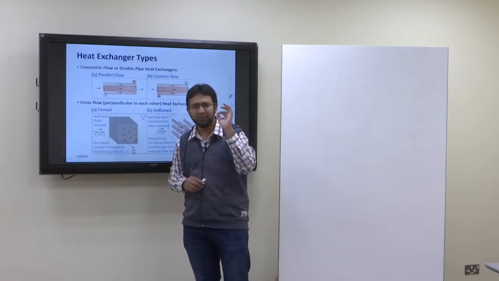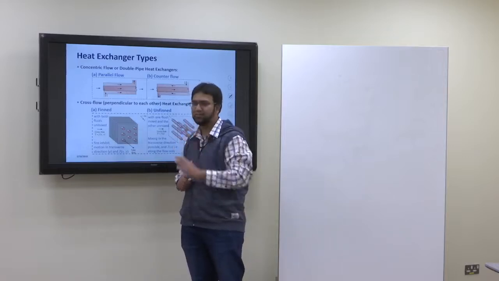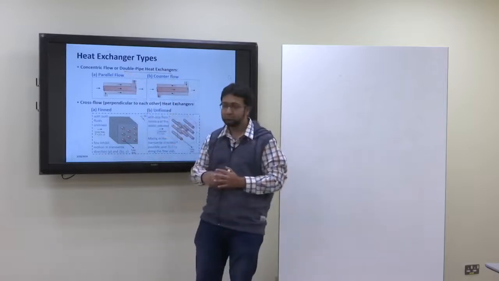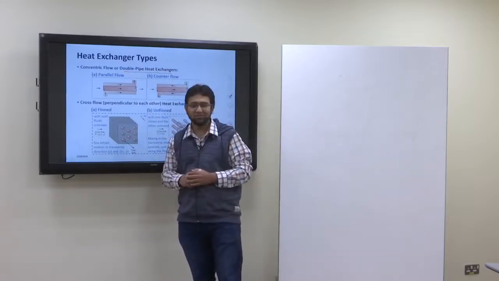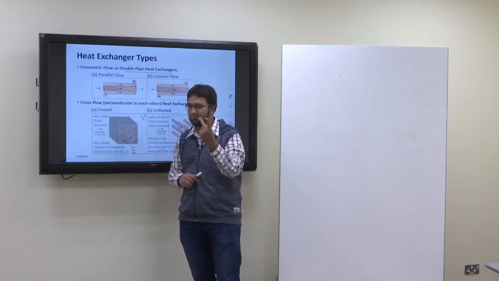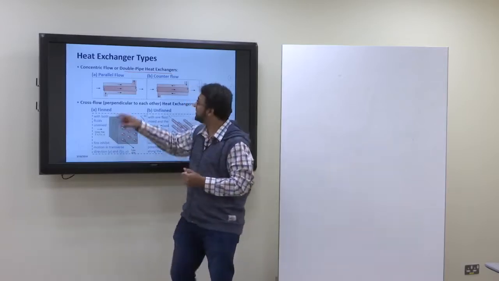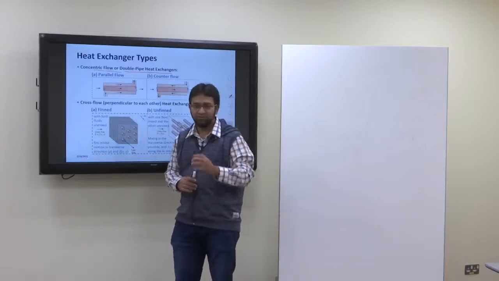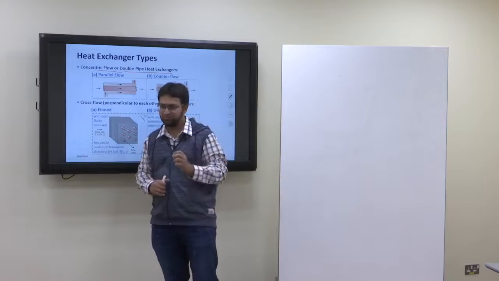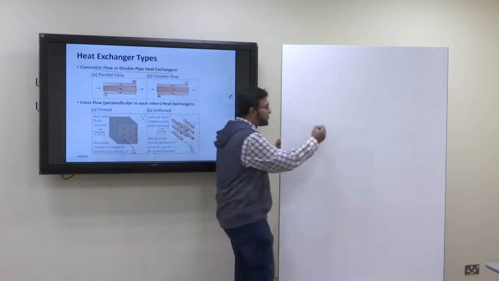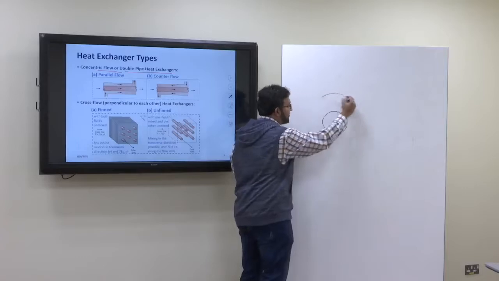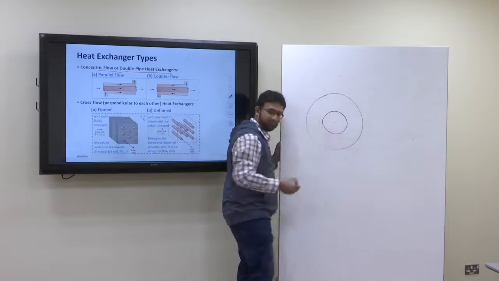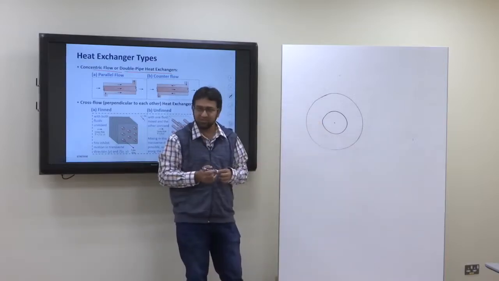One very common and very simple type of heat exchanger is known as the double pipe heat exchanger. Double pipe heat exchanger means you have two pipes, and this is also known as a concentric flow heat exchanger. So you have one pipe inside the other pipe. This is one pipe and this is another pipe, and they are concentric, meaning their centers are the same.